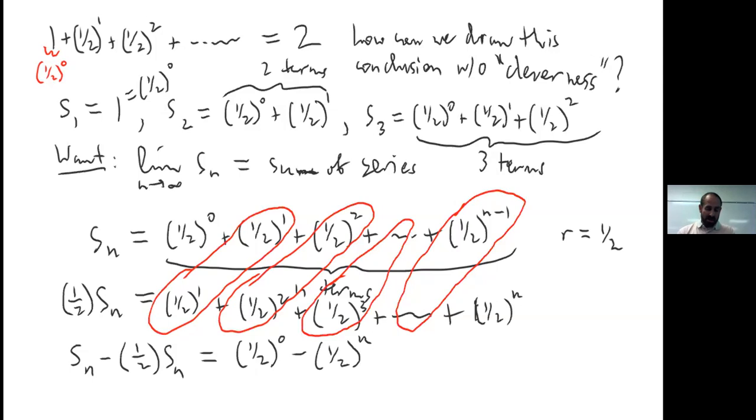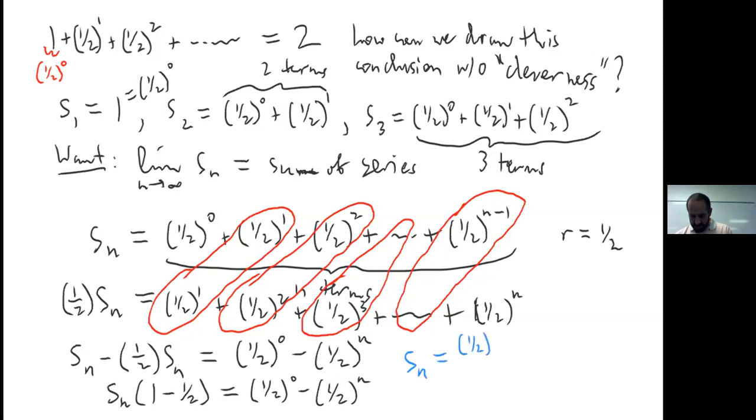All right, so before we take the limit of the sequence of partial sums, look, I have Sn minus 1/2 Sn. I can factor out Sn. This is the same thing as Sn times 1 minus 1/2, and that's equal to 1/2 to the 0 minus 1/2 to the n. Do you see that? So I can actually solve for Sn. Sn is equal to 1/2 to the 0 minus 1/2 to the n divided by 1 minus 1/2.